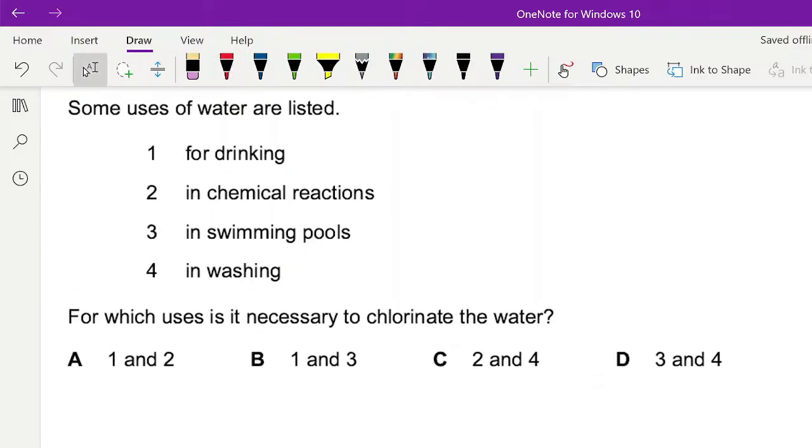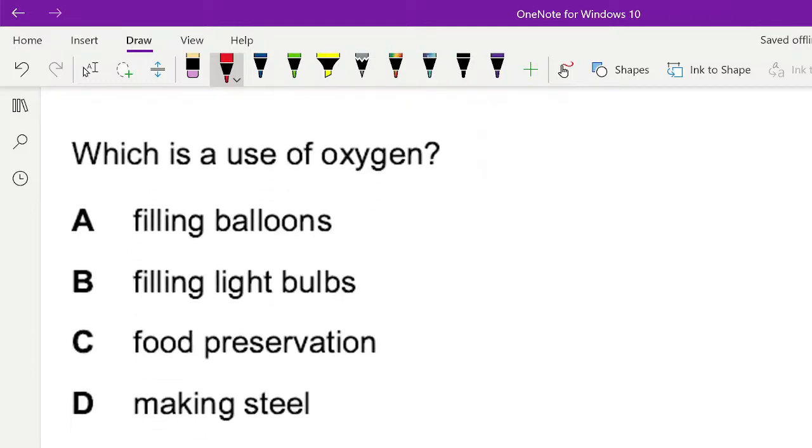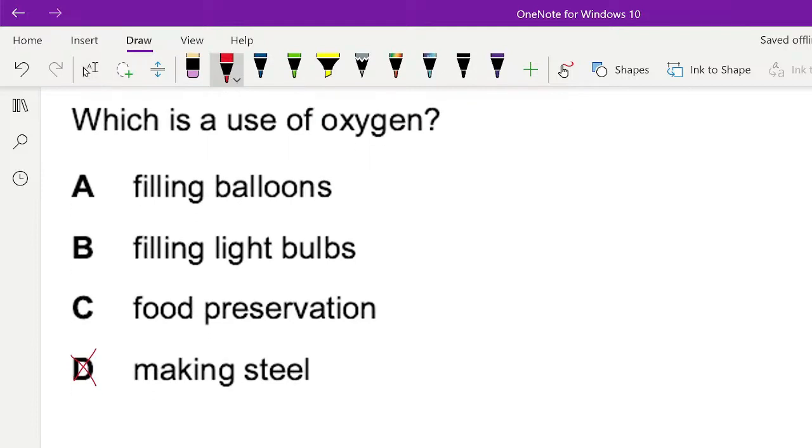Some uses of water. Which uses is it necessary to chlorinate? Means to kill bacteria. So it's for drinking, swimming pool, 1 and 3. Which is a use of oxygen? It's for making steel, and oxygen is used to make steel because of this.